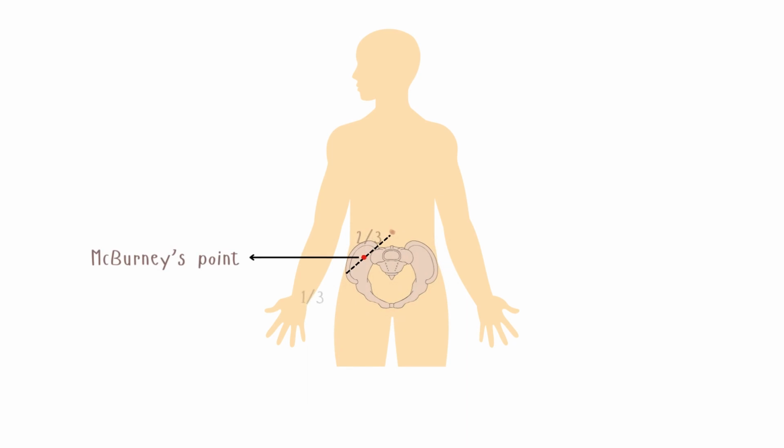The surface projection of the base of the appendix is at the junction of lateral and middle one-third of a line from the anterior superior iliac spine to the umbilicus, known as McBurney's point, where gentle superficial palpation of the abdomen will detect muscle guarding over the point of maximum tenderness, that is in the McBurney's point. When the patient is asked to cough or gentle percussion over the site of maximum tenderness will then elicit rebound tenderness.